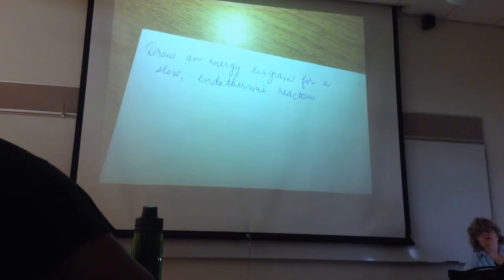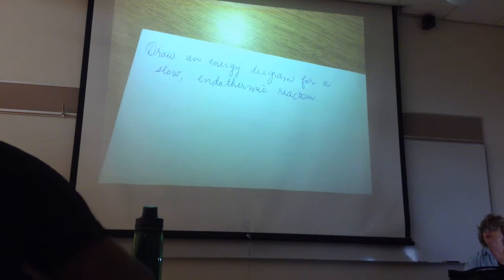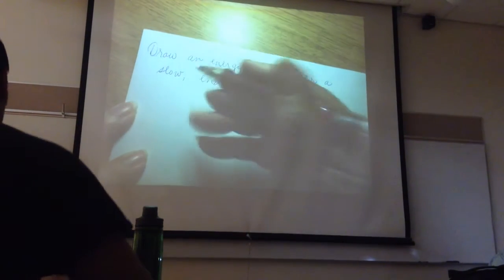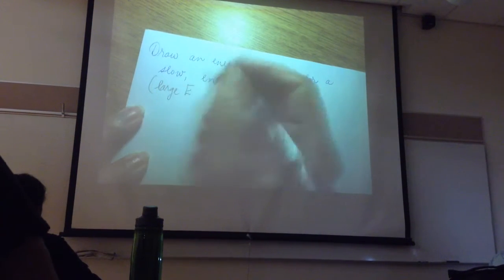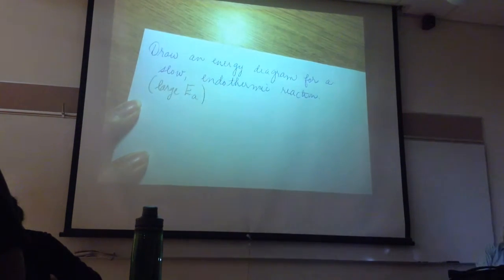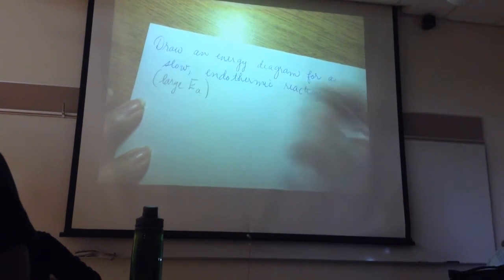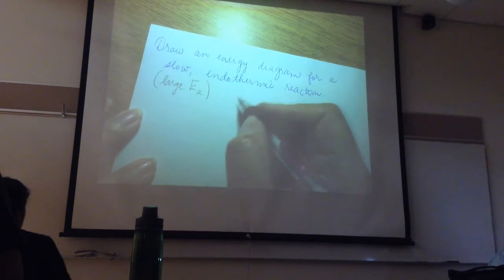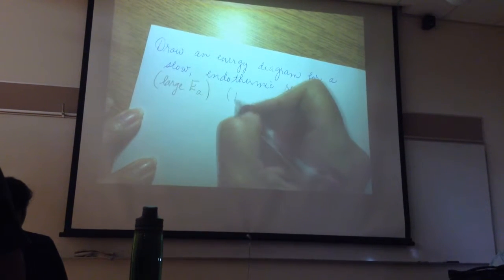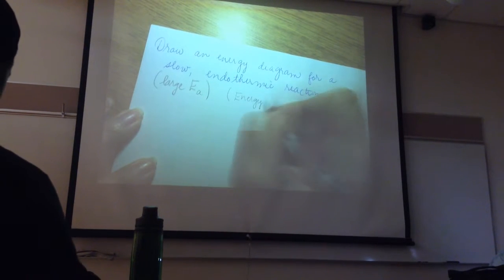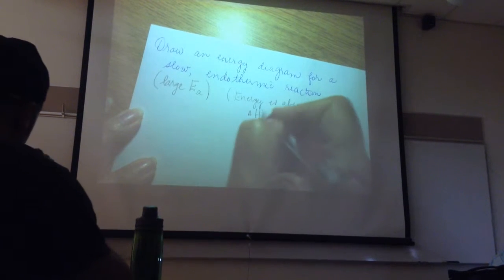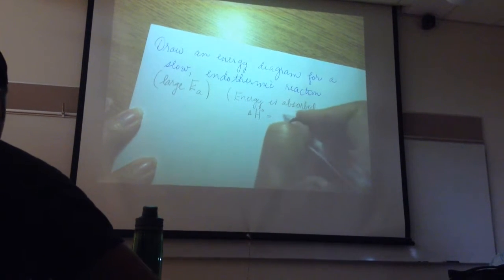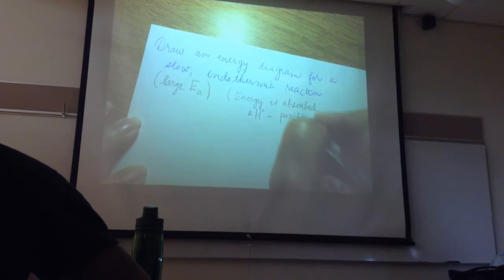What does slow mean to you? Slow means large energy of activation, right? So that's what that means to you. You want a large energy of activation. And endothermic means what? Energy is absorbed. Energy is absorbed. What else? The delta H is what? Delta H is a positive number.